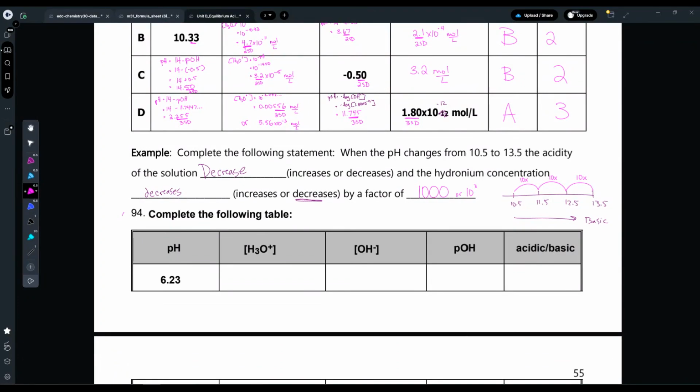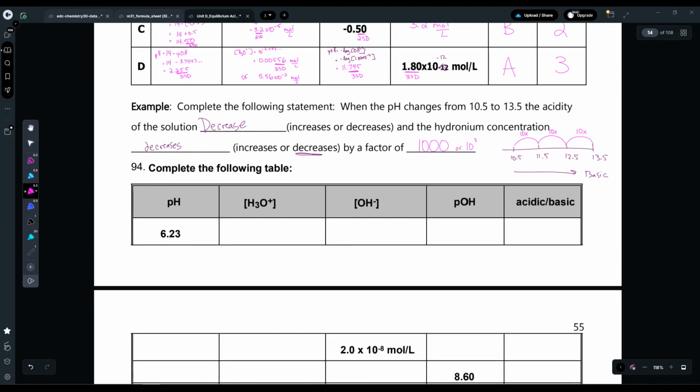Okay, so question 94, that's a practice question. So from here on out, it's more practice questions here.